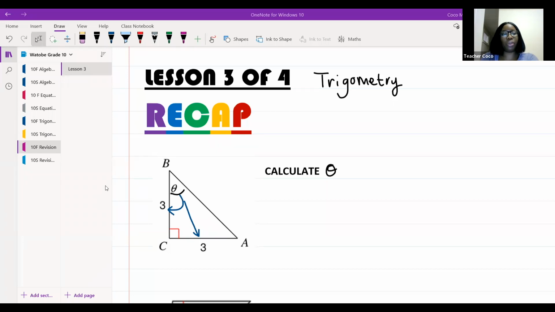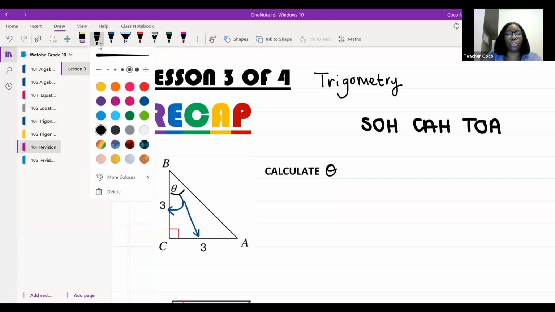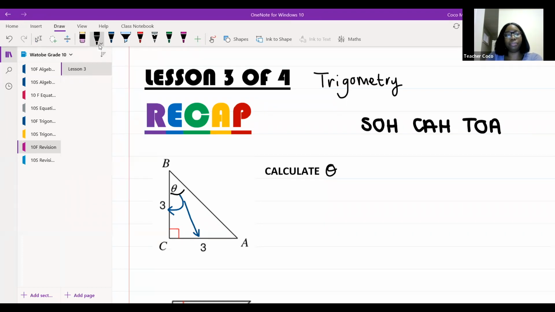Oh, I forgot our mnemonic device. I need to write it down in big, bold letters over here. So, car, tower. Okay, and then you need to remember which one of these we're going to use for our question.